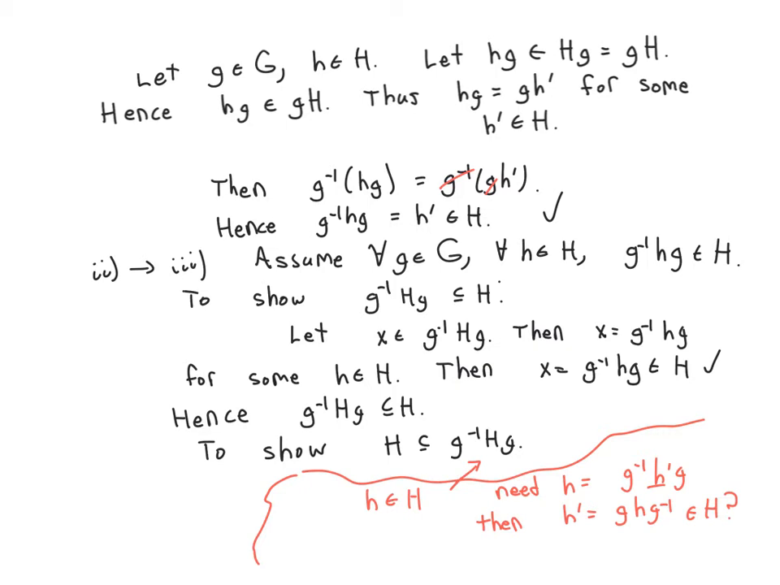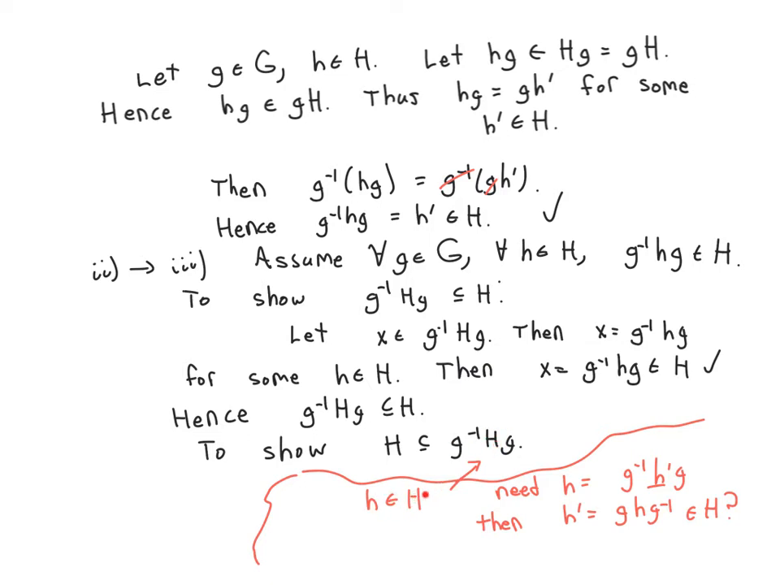So to show 2 implies 3, the only thing that's actually interesting is the other inclusion. We need to show that H is a subset of this collection of conjugates. And one thing we don't cover that's an interesting exercise is that this set of conjugates is actually a subgroup itself.